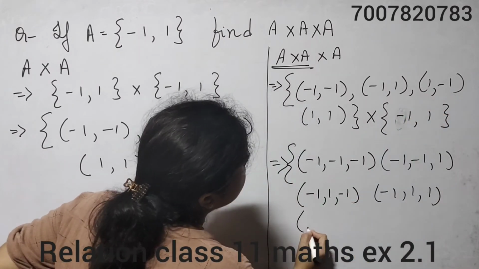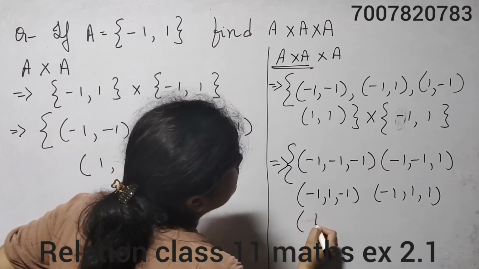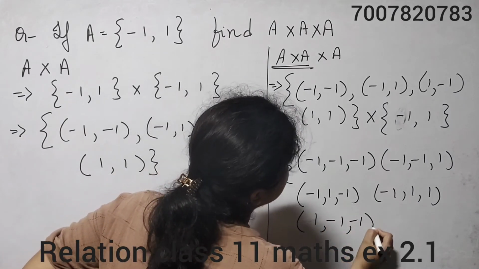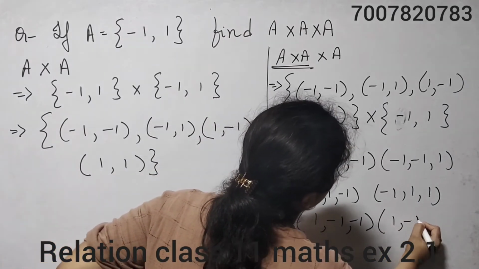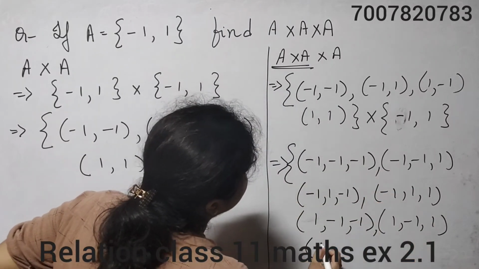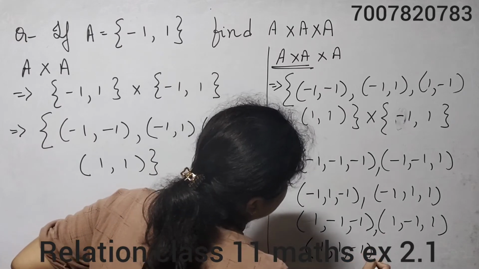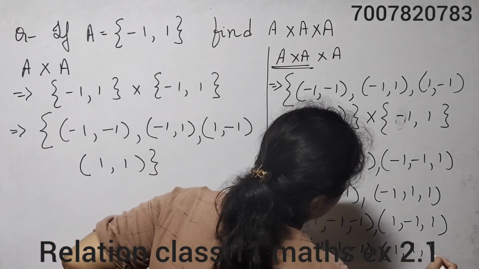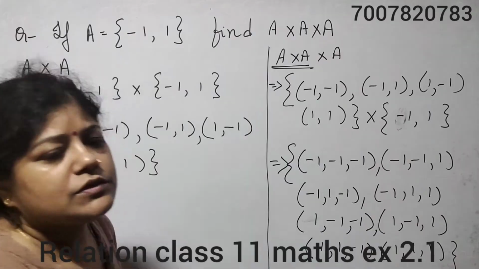Then next one, (1, -1, -1), then (1, -1, 1). You put commas in all between them. Then (1, 1, -1), (1, 1, 1). So in this way you can also find the cross product.